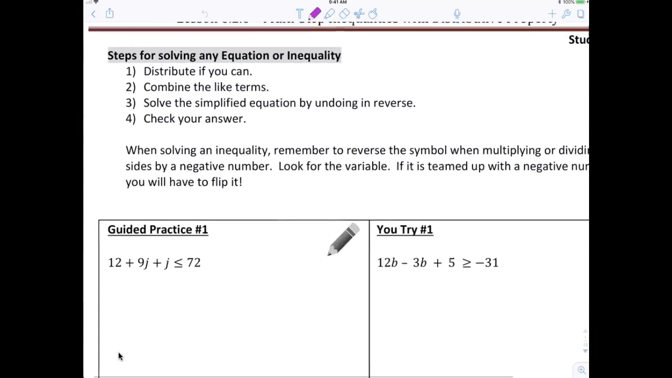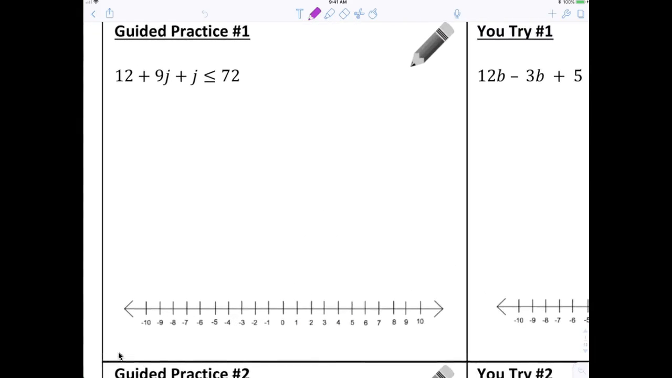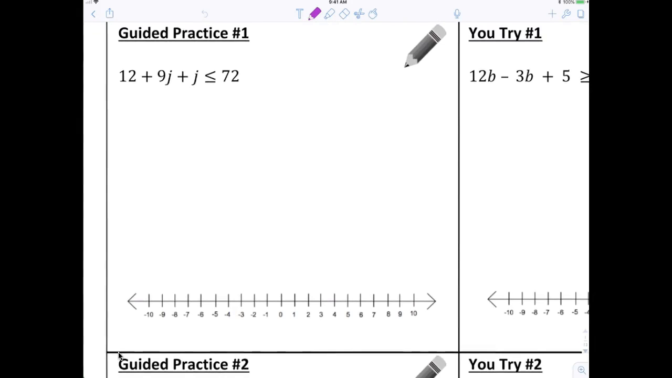For this guided practice, number 1. All right, what do I have to do first? Tell me. Combine like terms. When I combine like terms, I get what? 12 plus 10j less than or equal to 72. That's the symbol for less than or equal to 72.